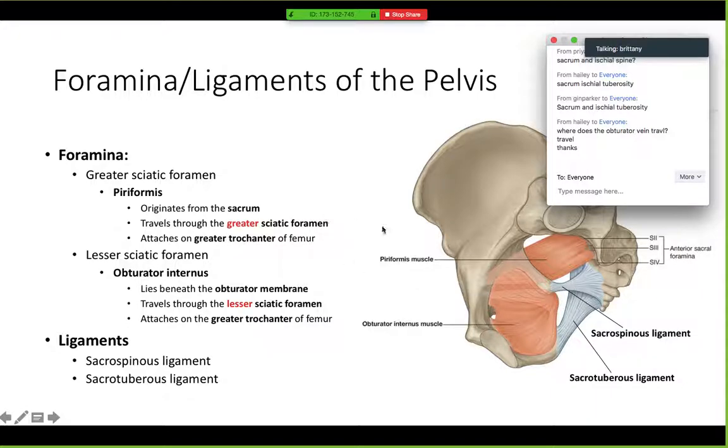So the greater sciatic foramen, traveling through it is the piriformis muscle. So that muscle is going to originate from the sacrum and then travel anteriorly to attach on the greater trochanter of the femur. And then your obturator internus, which is lying on that obturator membrane, it's going to travel through the lesser sciatic foramen and also attach to the greater trochanter of the femur.